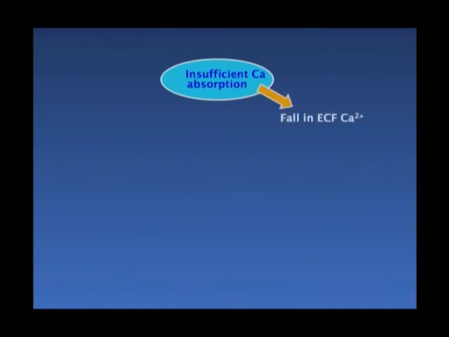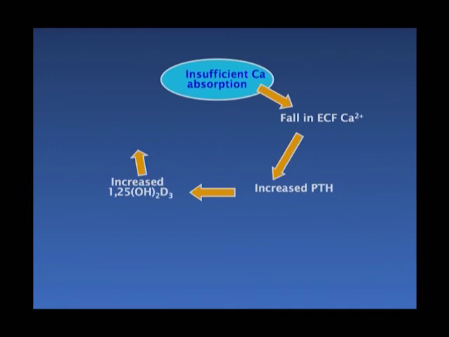That would tend to lower the concentration of calcium in the extracellular fluid or blood of the body, and that stimulates the parathyroid glands to produce parathyroid hormone, and that then ultimately leads to an increased synthesis of the hormone that's responsible for the active absorption of calcium, and that should then improve that. The problem is, with vitamin D deficiency, you can't do that. And so the whole system hangs up right there.